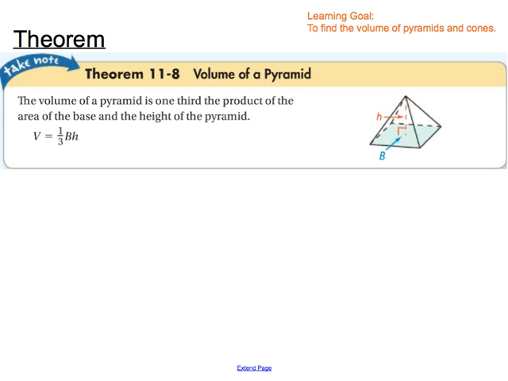So we start with Theorem 11.8, which is the volume of a pyramid. The volume of a pyramid is 1/3 the product of the area of the base and the height of the pyramid.